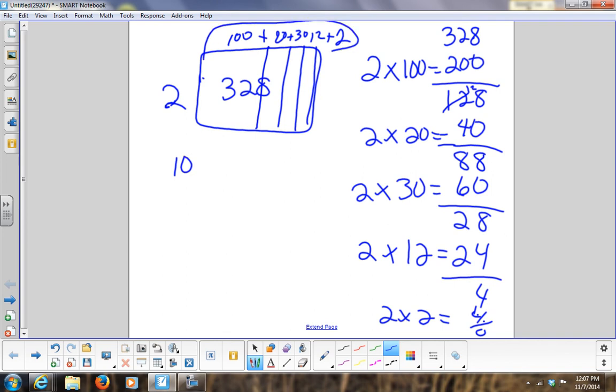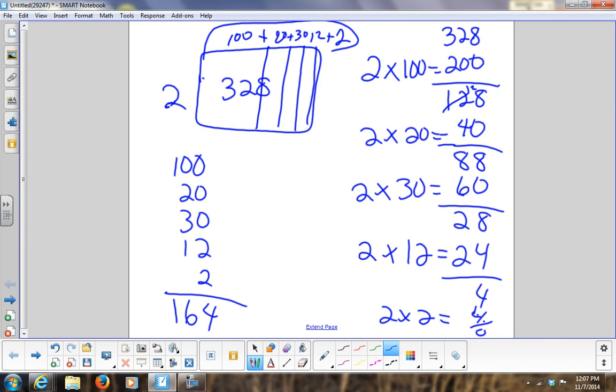Okay, I'm going to add these numbers together, right? These ones up here. 100 plus 20 plus 30 plus 12 plus 2. That's 164. Does it, if you add them together, does it equal 164? I'm not sure. I haven't tried.